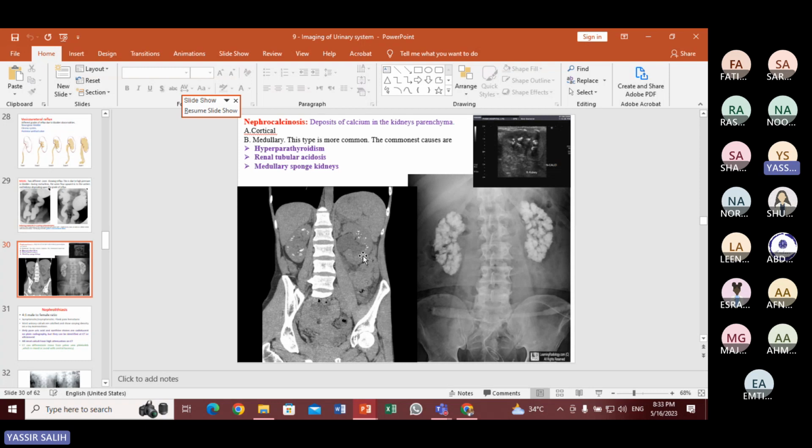لكن كل واحدة عندها differential diagnosis، cortical nephrocalcinosis or medullary. احنا دايما we are interested in the medullary nephrocalcinosis. ممكن اقول لك انه CT or X-ray demonstrate deposition of calcium in the renal medulla. Which of the following may be the cause؟ لازم تعرف differential diagnosis: hyperparathyroidism, renal tubular acidosis and medullary spongy kidney, especially hyperparathyroidism causing medullary nephrocalcinosis، اللي هي deposition of calcium in the renal medulla.